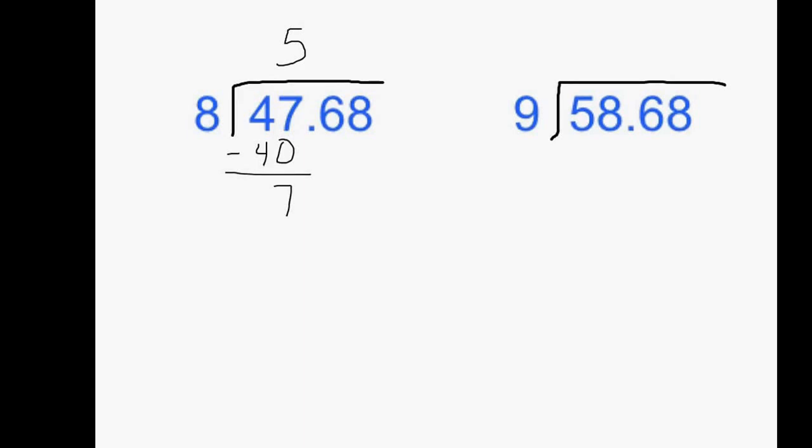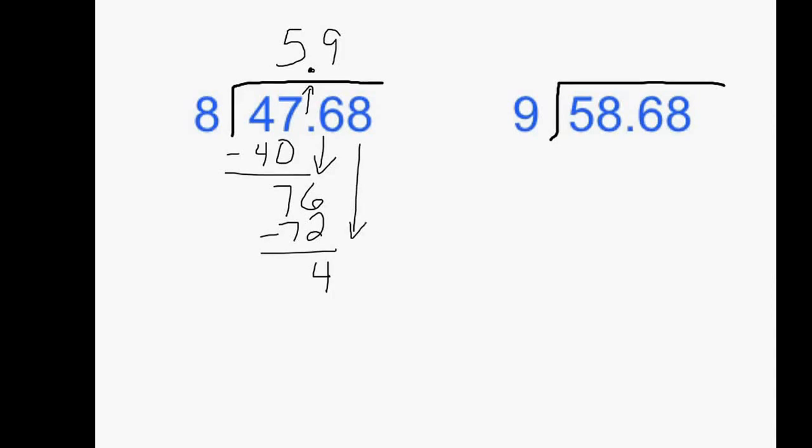Okay, I would sneak my decimal point straight up before I go across to the next number so I don't forget. All right, I bring down my next number, which is 76. 8 times 9 is 72. I subtract, I get 4. I have one more number to bring down, which is 48. And 8 times 6 is 48. And when I subtract, I get 0.